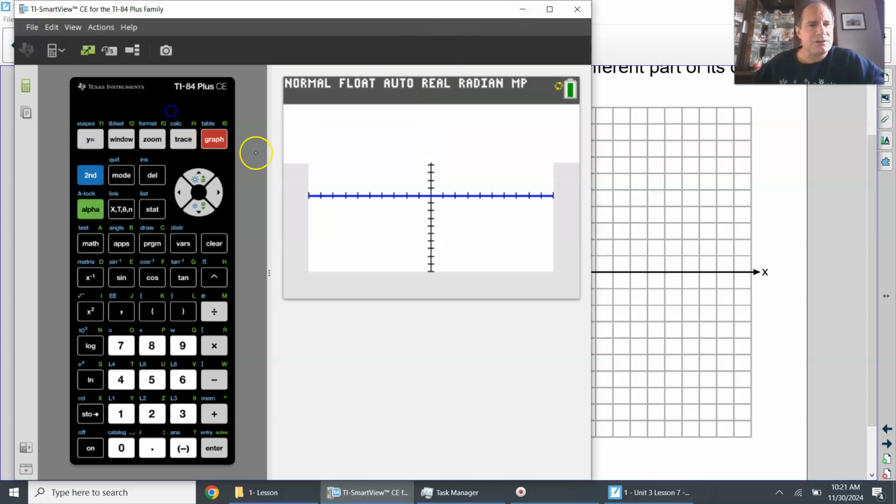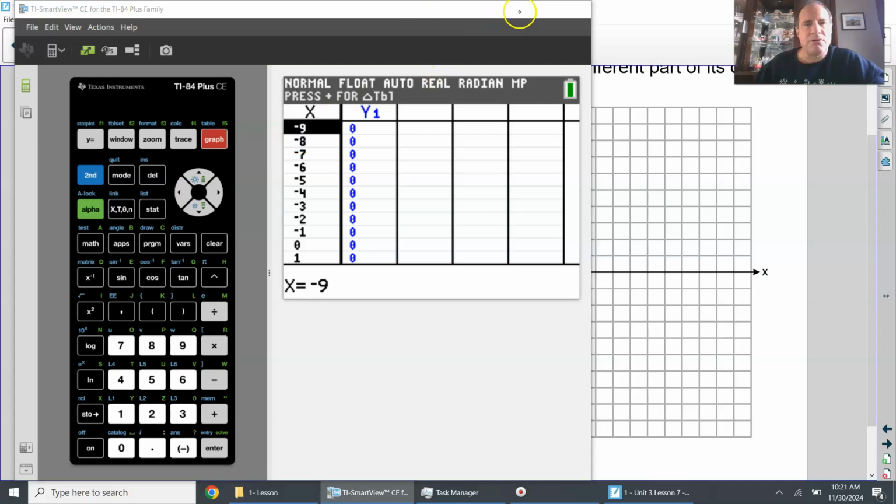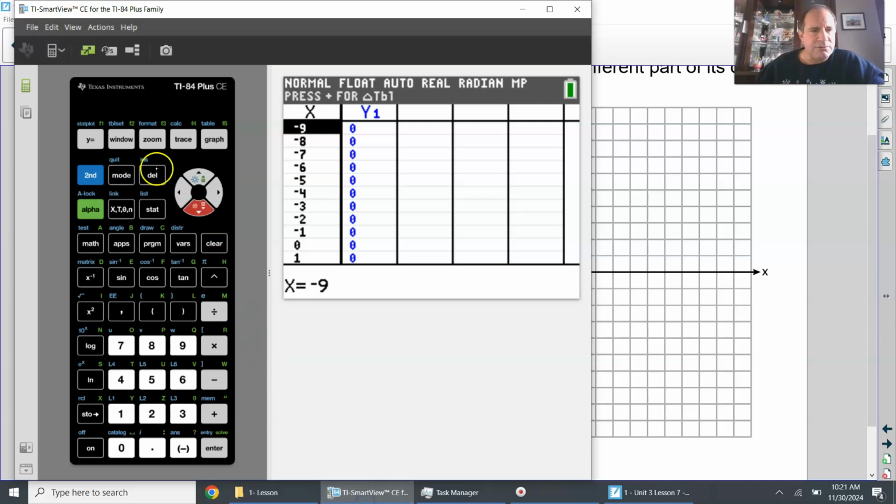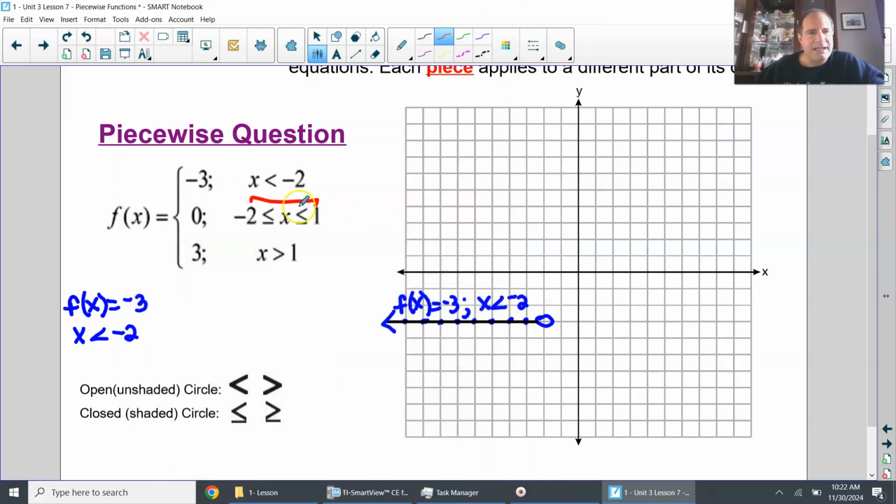If we press second function table, we have to graph between -2 and 1, so I'm going to go down to -2, and there it is: -2, 0; -1, 0; 0, 0; and 1, 0. That's it. So from -2 to 1, f of x equals 0, and it's only where x is greater than or equal to -2 and less than or equal to 1.